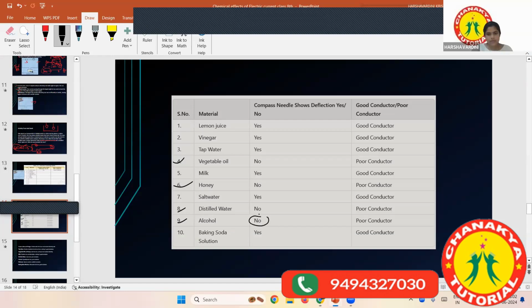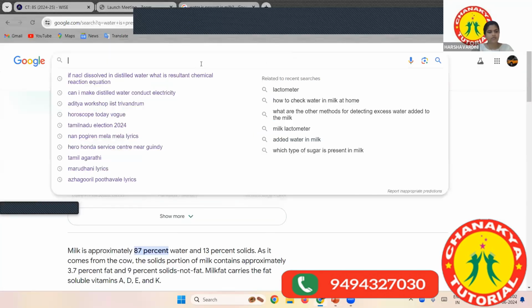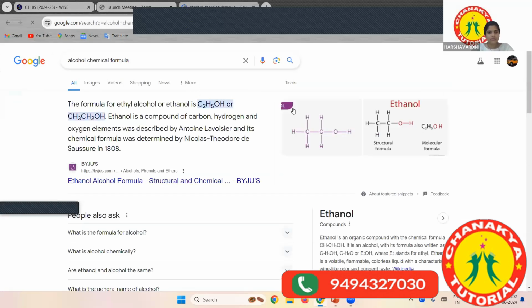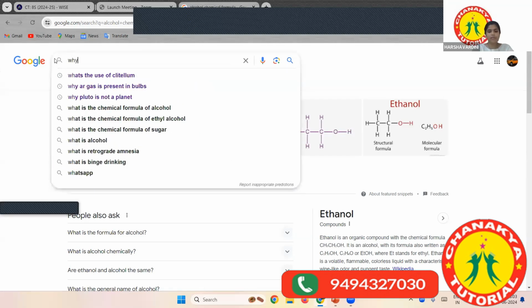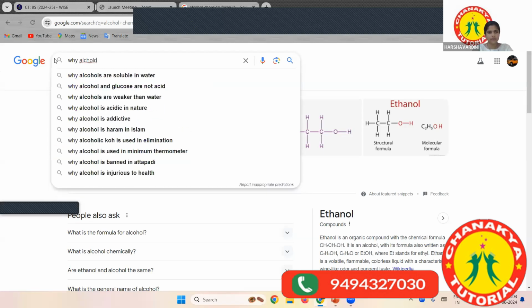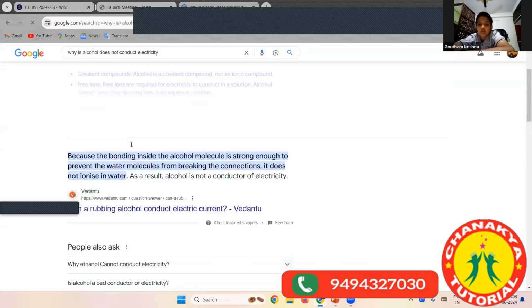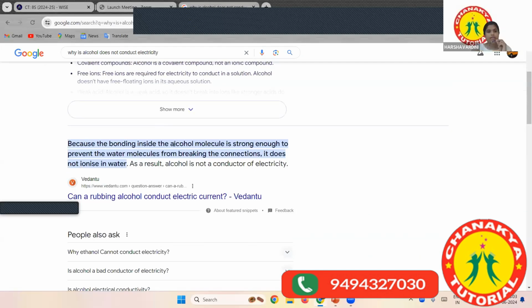So alcohol, what happens to alcohol? Alcohol does not have free ions. The chemical formula of alcohol is C2H5OH or CH3CH2OH. It's an ethanol carbon compound: carbon, hydrogen, oxygen elements. Can anybody tell why alcohol doesn't conduct? Ma'am, because of no free ions. The bonding inside the alcohol molecule is strong enough to prevent the water molecules from breaking the connection, so it does not ionize in the water.